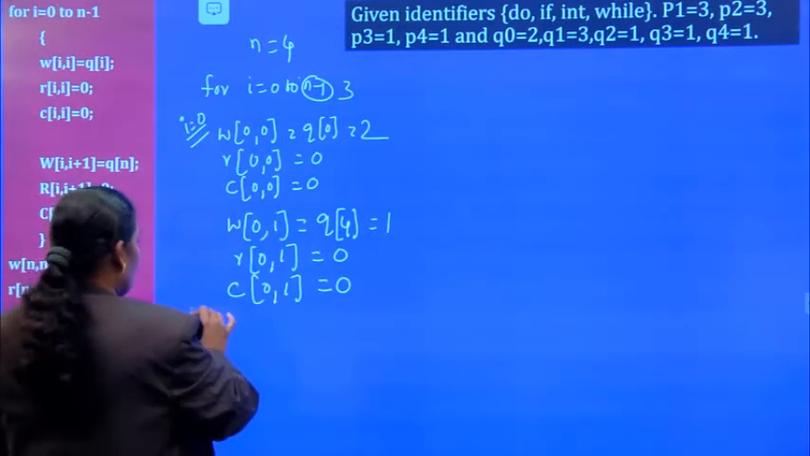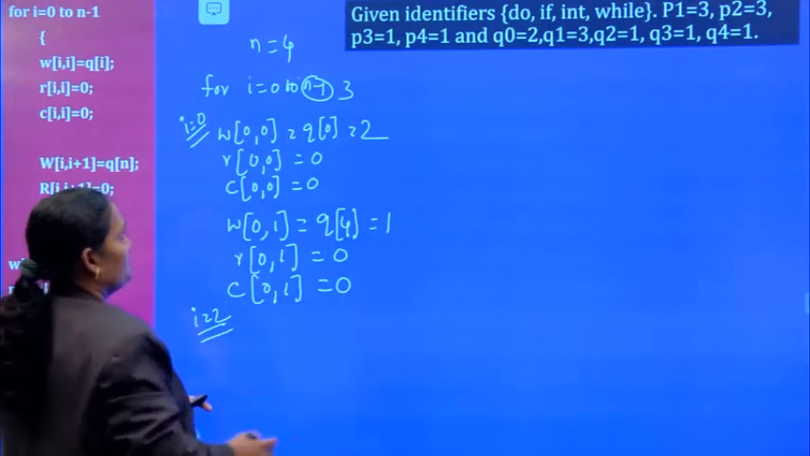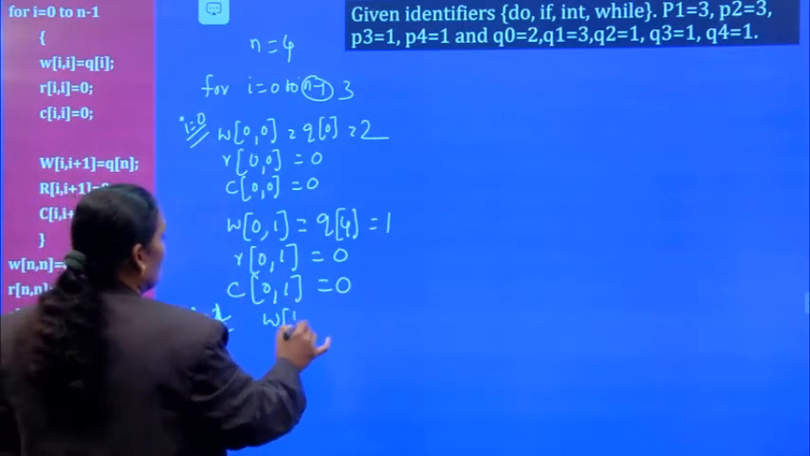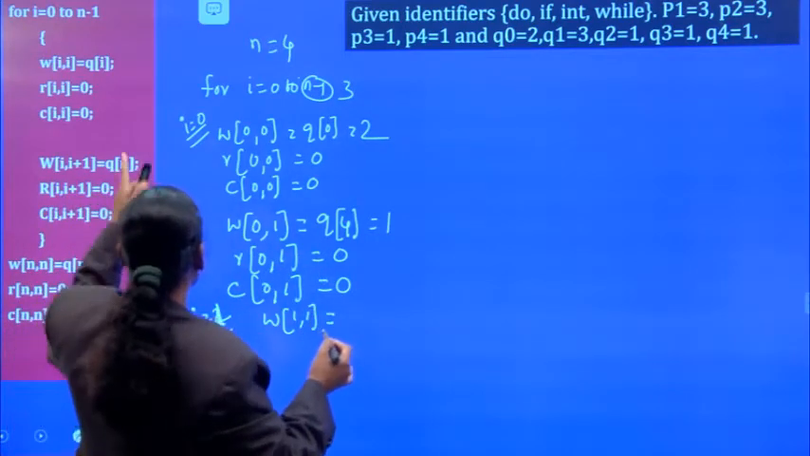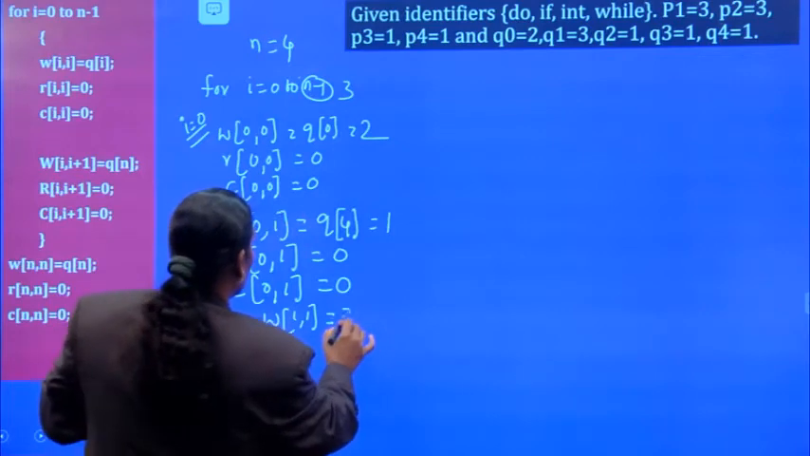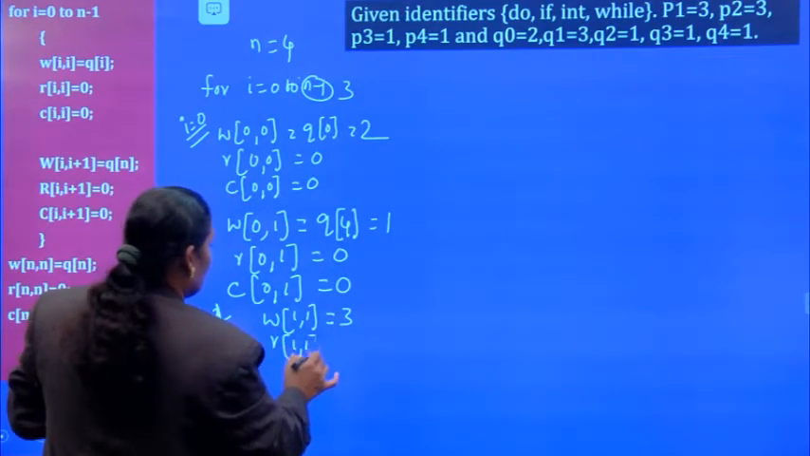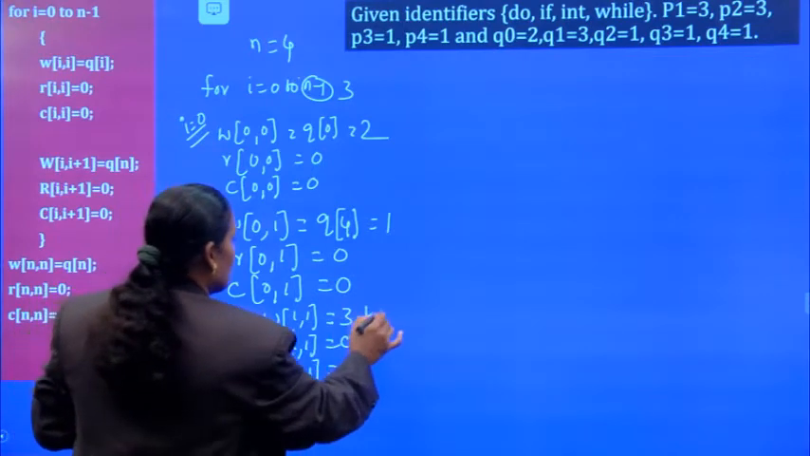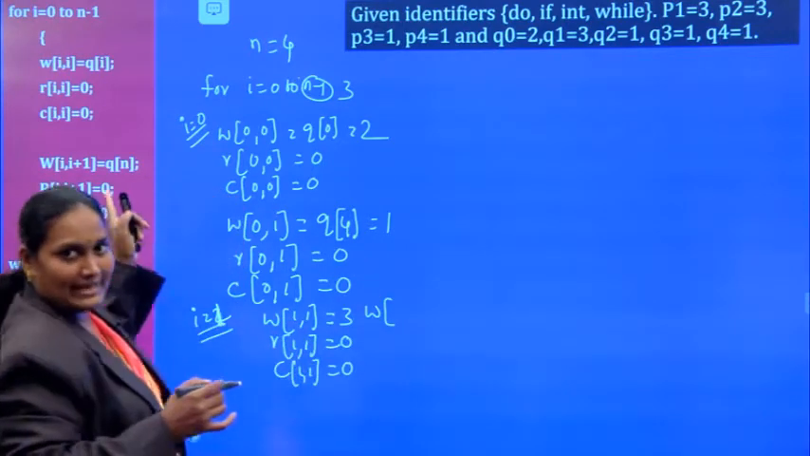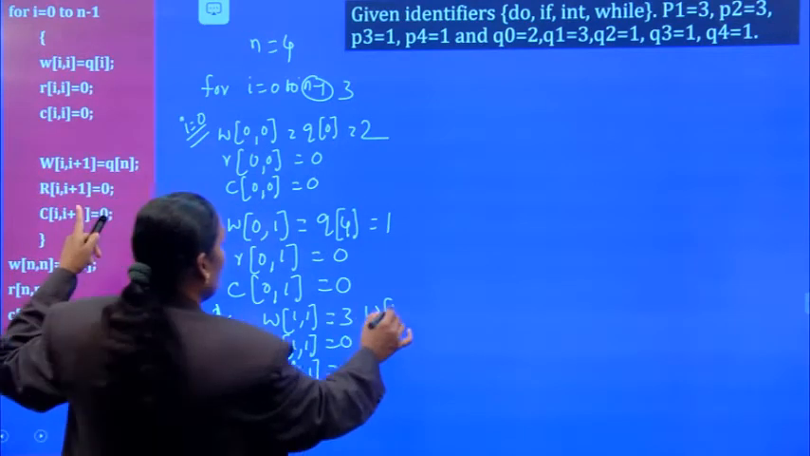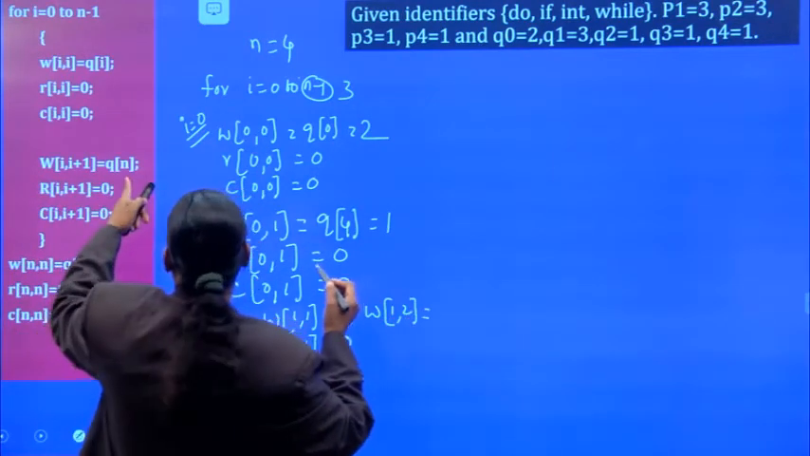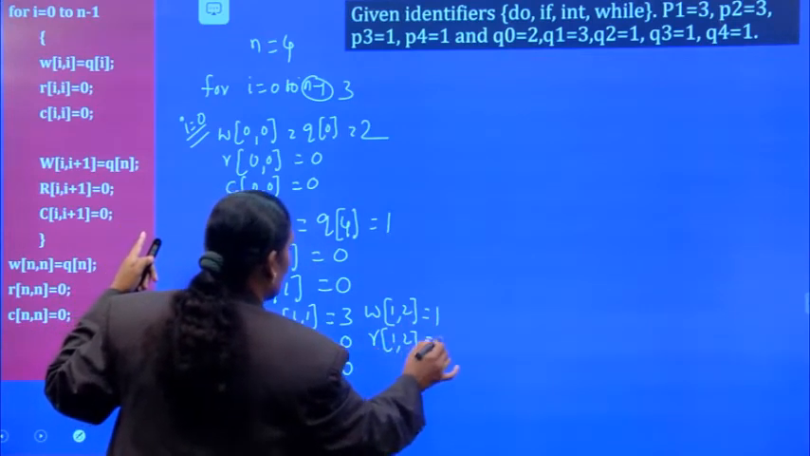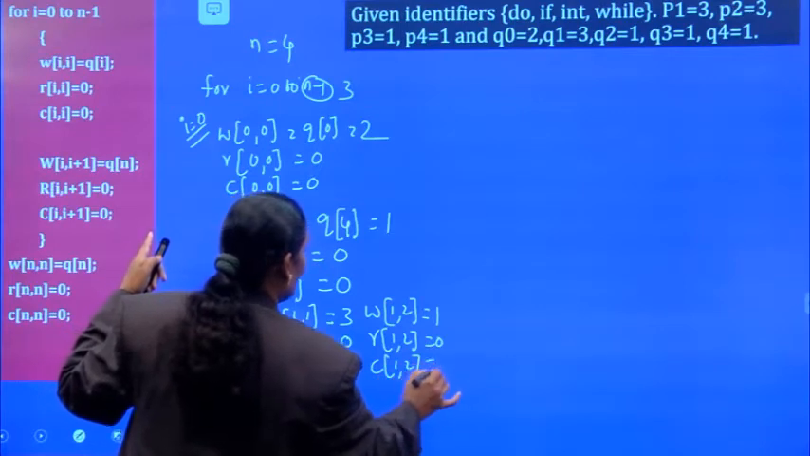Now in the same way, if you take i equal to 1, what are we going to compute? W11. What is W11? Q1. What is Q1? 3. R11 is nothing but 0, and C11 is nothing but 0. Now in the same way, i is 1, i plus 1 means 2. W12 is equal to Q4. Q4 is 1. R12 is equal to 0, and C12 is equal to 0.